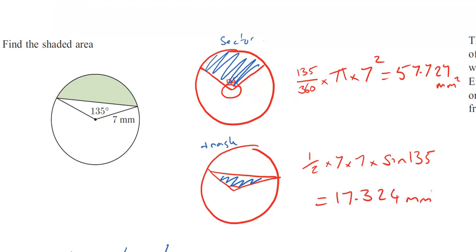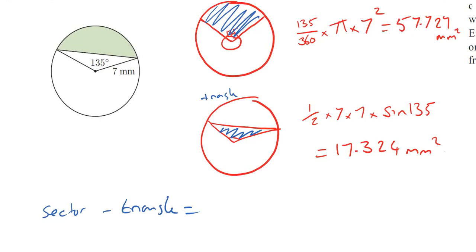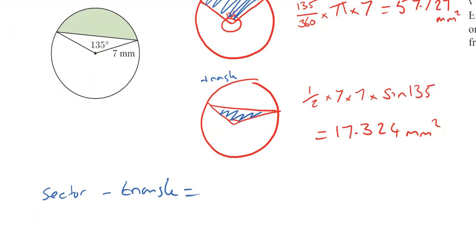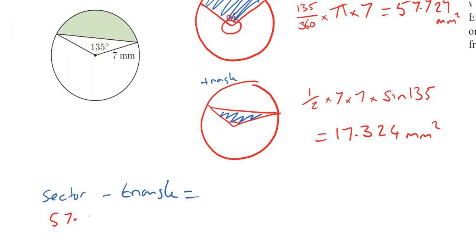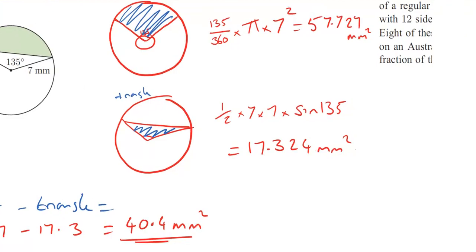17.324 millimeters squared. Okay, so finally, all I've got to do is one take away the other to find myself what I need, and that is going to be 57.7 minus 17.3. This is going to leave me with a final answer rounded to 3 significant figures of 40.4 millimeters squared. Okay, that's how we do it. Let's move on to the final example.